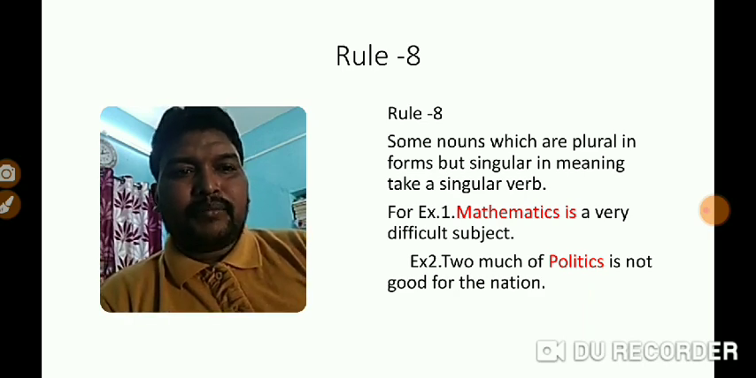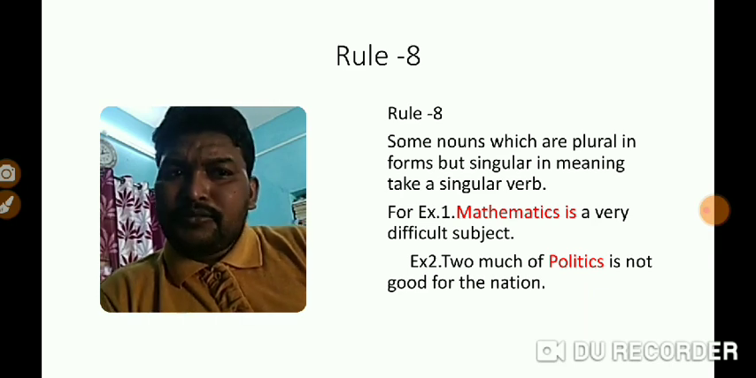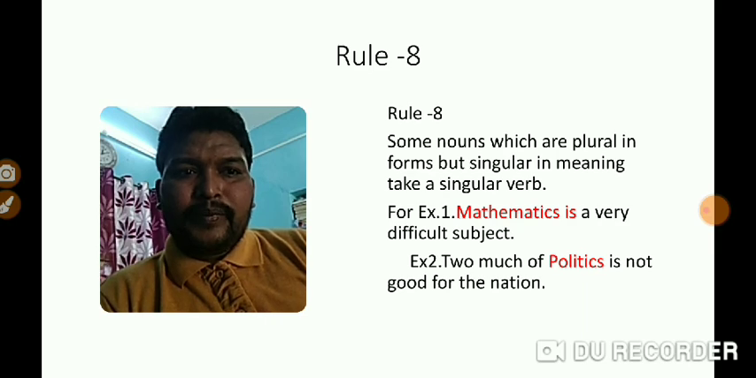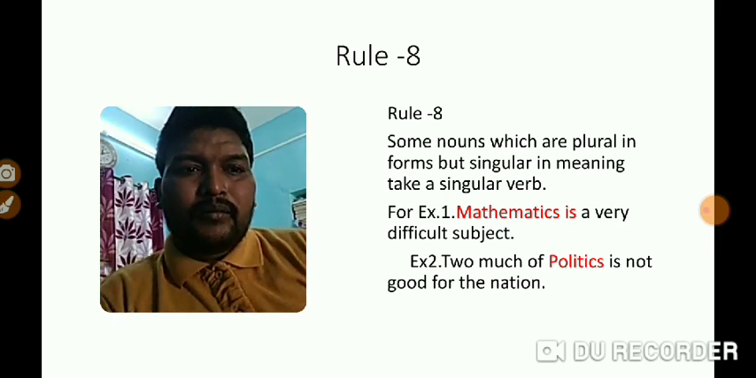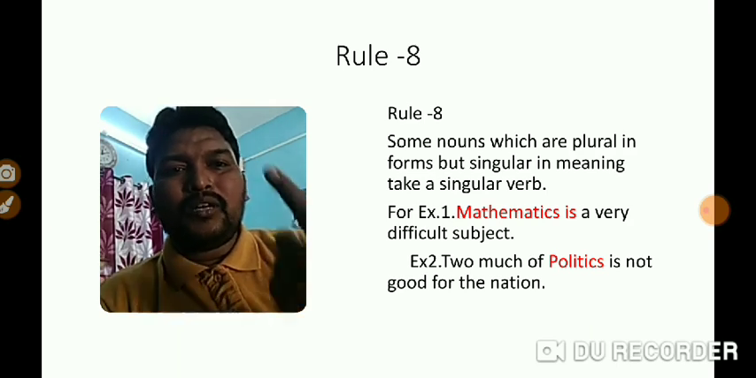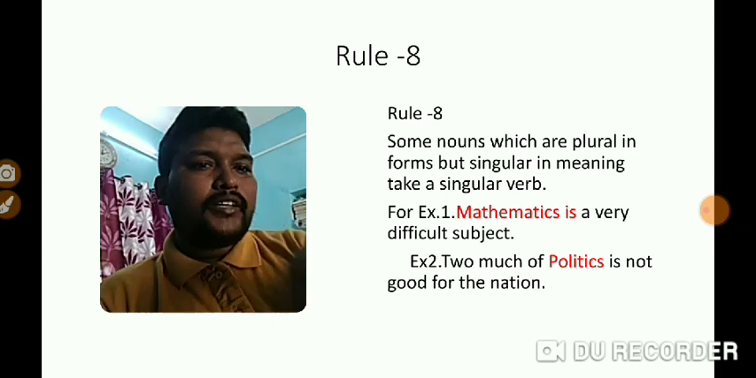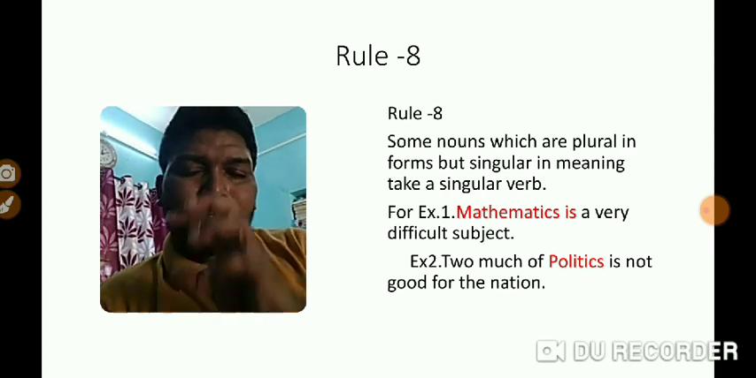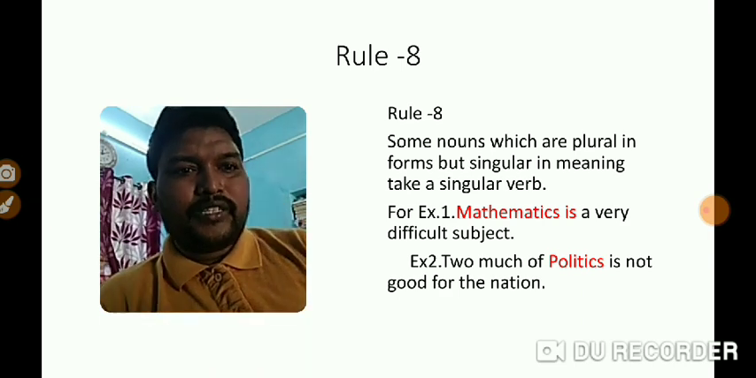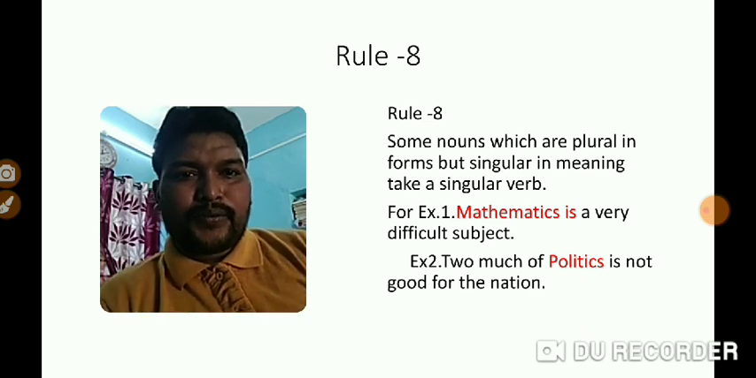For example, mathematics. Mathematics is a subject. Mathematics is a very difficult subject. Does it mean that you have more than one mathematics book? No, you have only one mathematics book. Mathematics is only one subject. So although it is written in the form of plural, it is always a singular subject. In such cases we usually go with the singular verb. So I think it's clear.